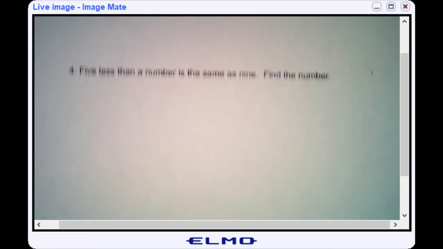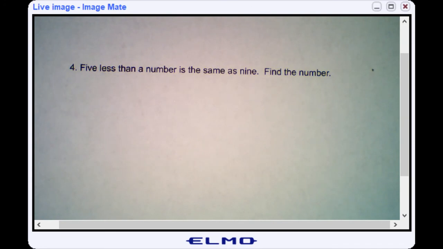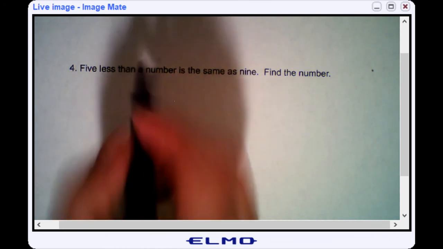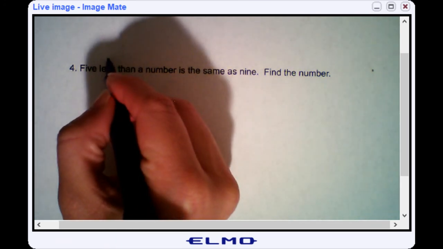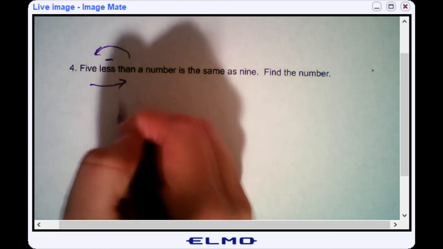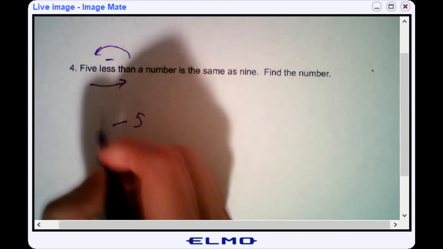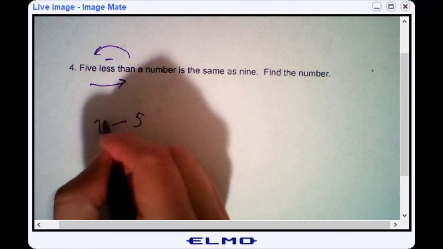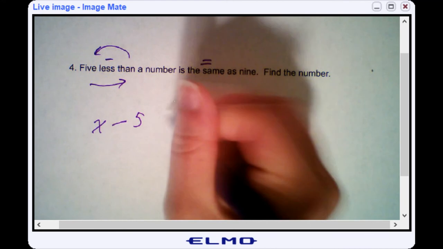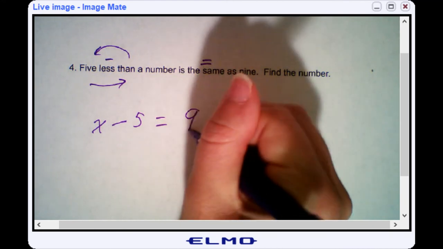And then the last problem, we have 5 less than a number is the same as 9. This time, there is no is there. When there is no is, that means it's going to be our subtraction and switch. So we're going to have minus 5. You can say x, you could use any number you want. Is the same as means equals 9.